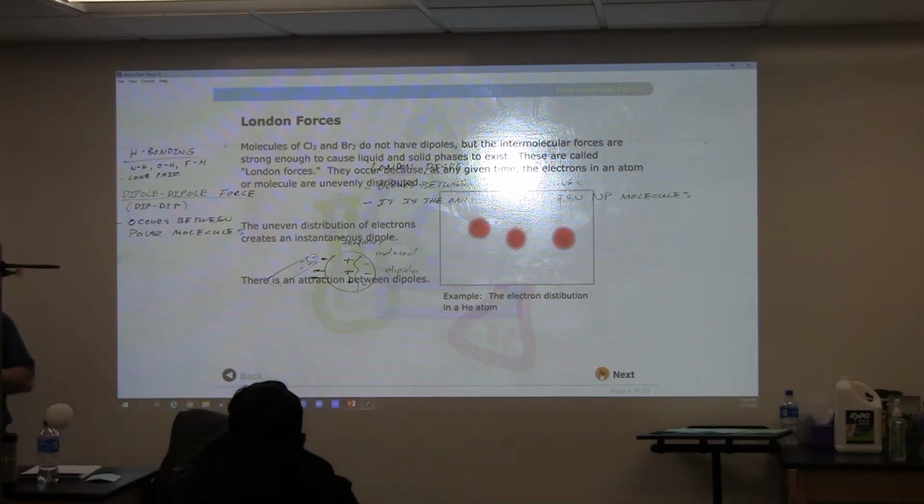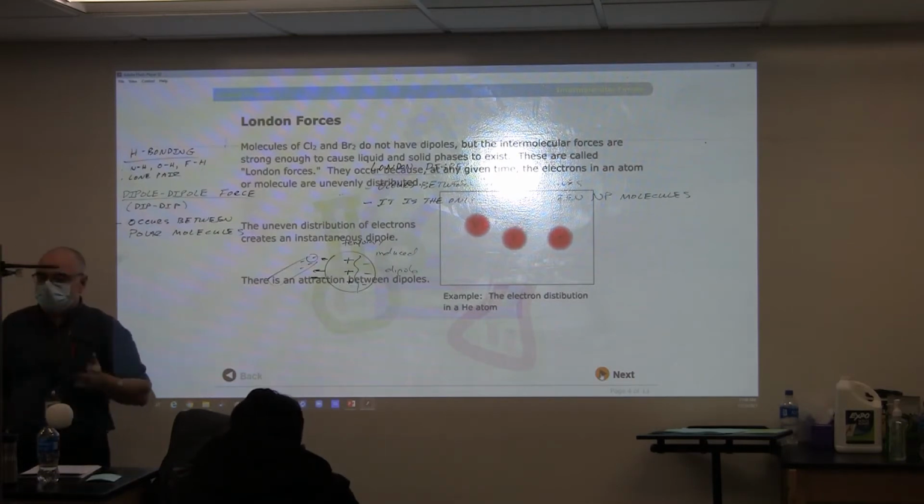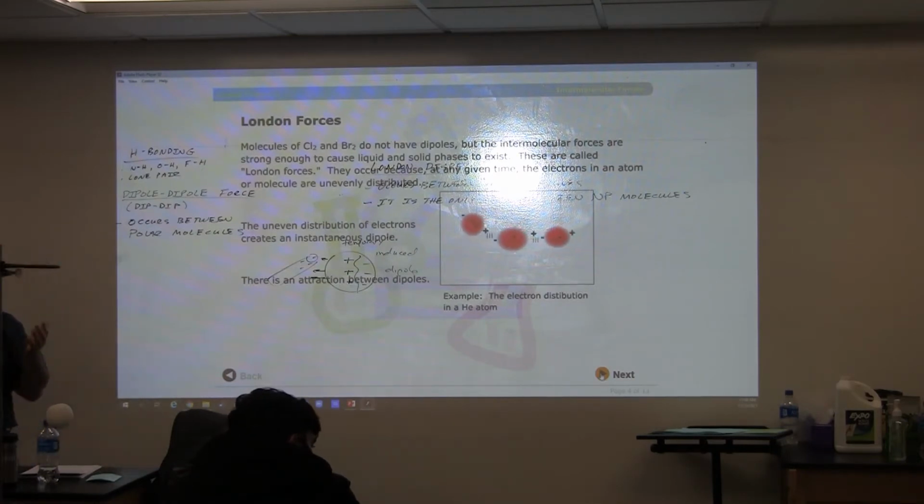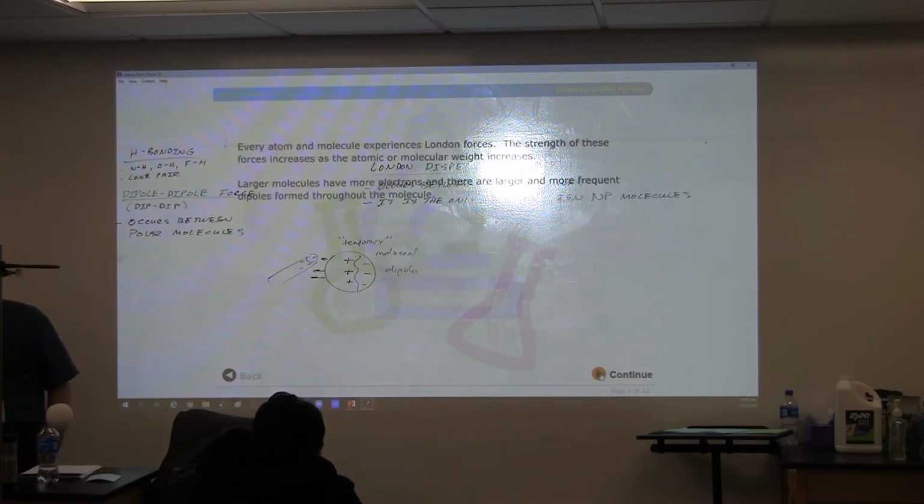They fluctuate. Now, what's going to determine how easy it is to do this and how effective it is, like how strong it's going to be? Well, certainly the more electrons I have to fluctuate, the more fluctuations I can make, and the easier they are to move around, the bigger the fluctuations I can make. So let's see what that looks like.